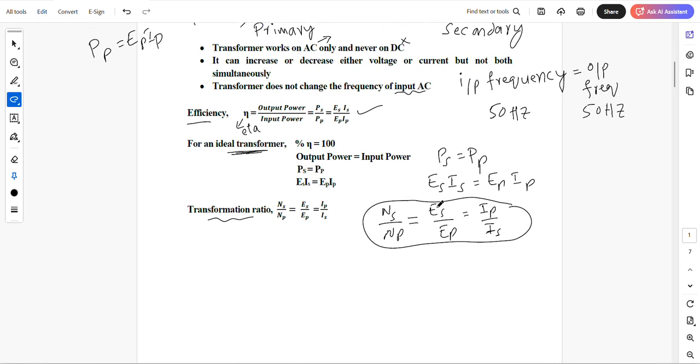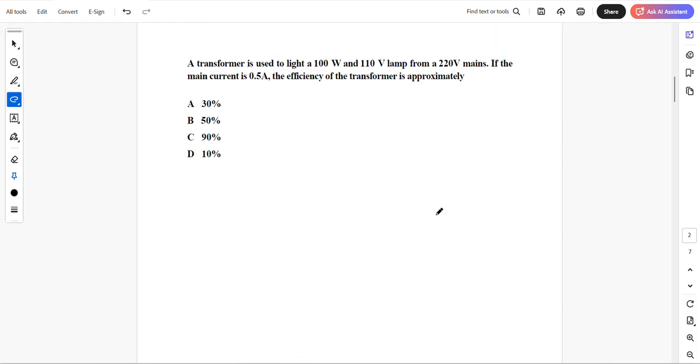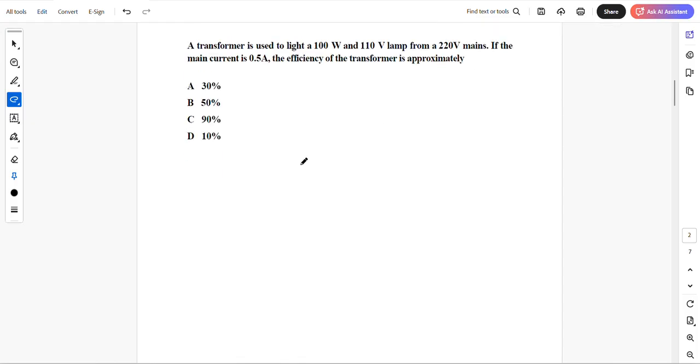Now we'll see the very first problem. A transformer is used to light a 100 watts and 110 volt lamp from a 220 volts mains. Means to say that they have given the secondary, because the lamp is the load that is connected to the secondary. Means to say they have given PS, because the lamp is always connected to the secondary. PS is equal to 100 watts.